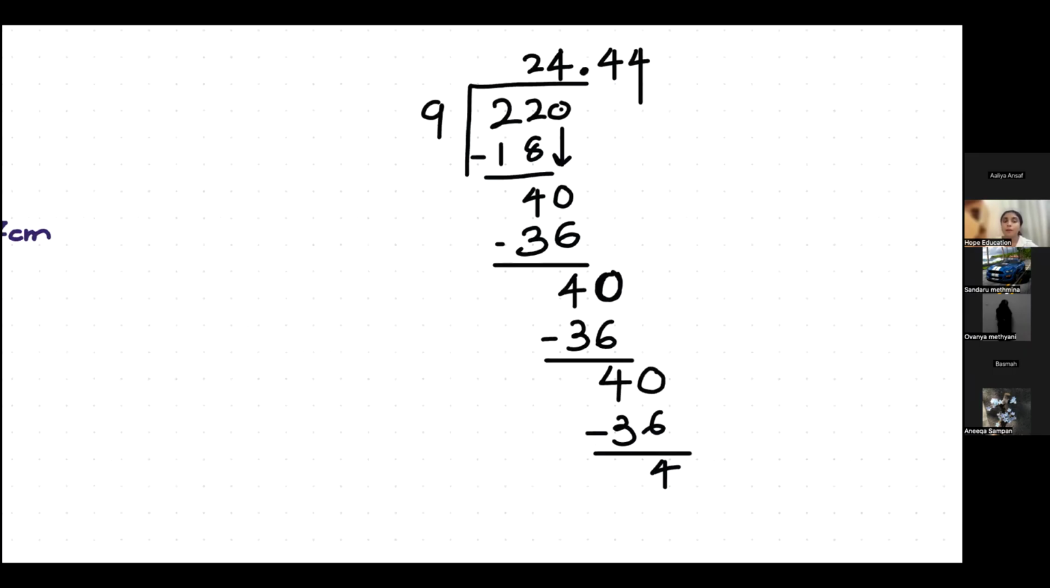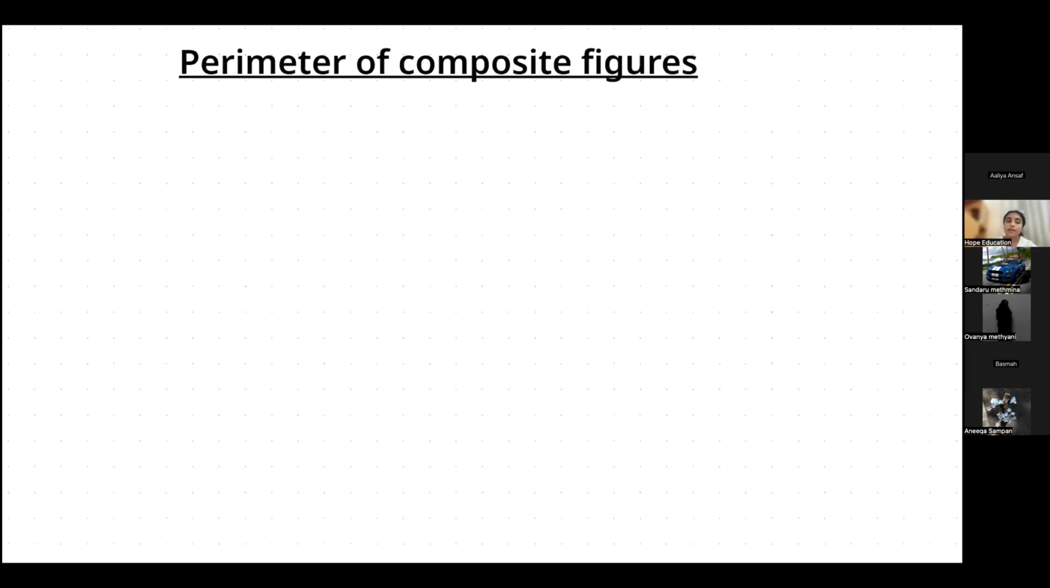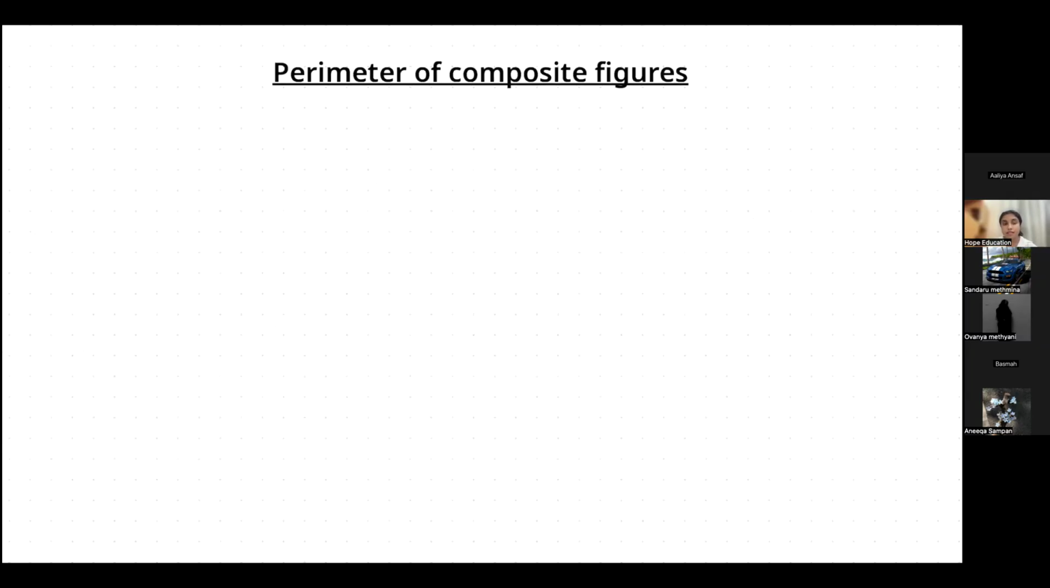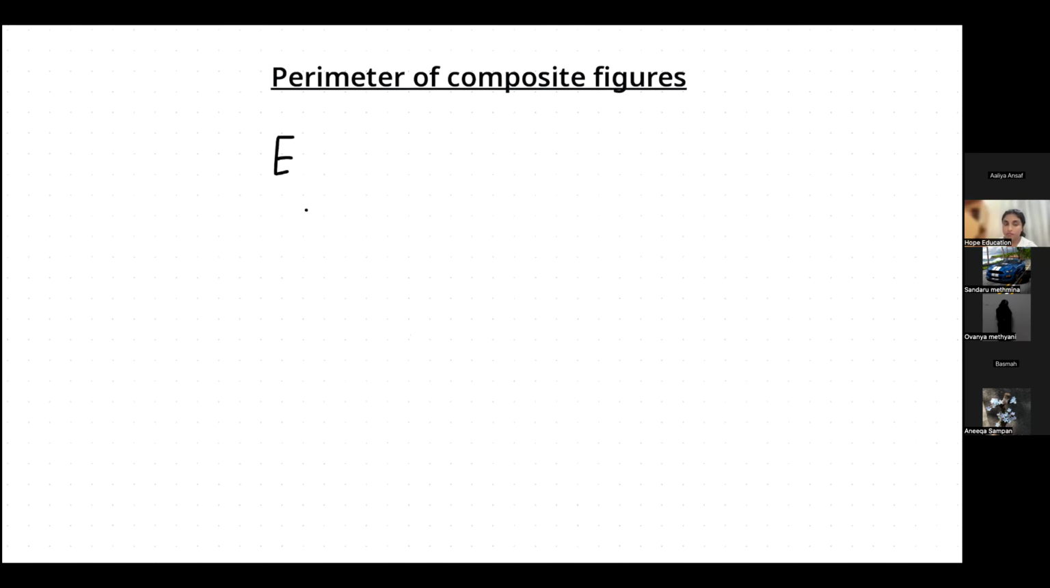Now we put the topic perimeter of composite figures. We will discuss 2 examples. Both of these examples we'll get from the textbook. Exercise 1.3, first question, Roman number 1. I will get the diagram to my whiteboard.